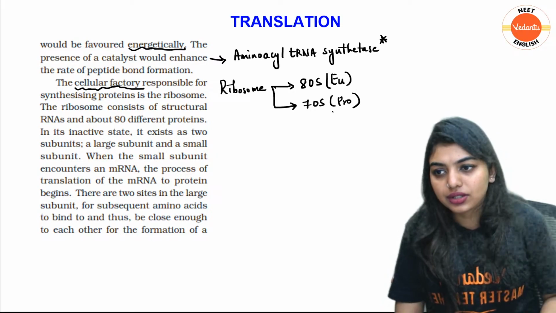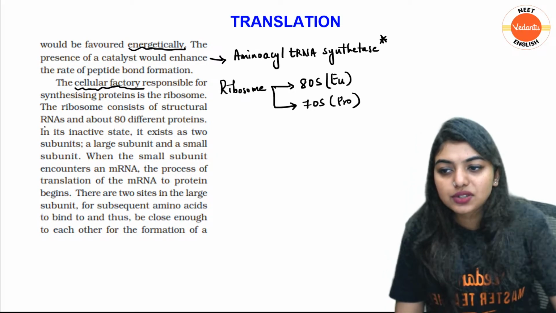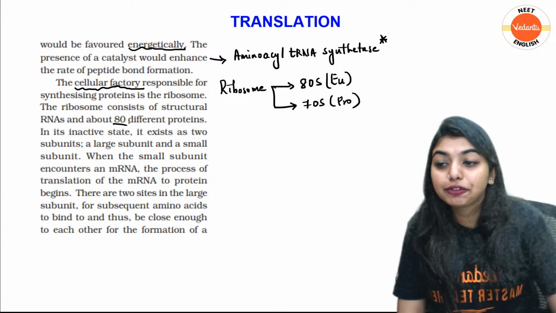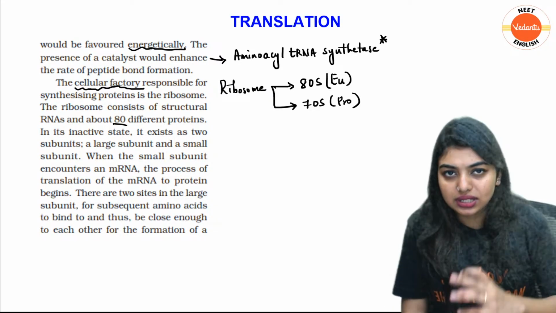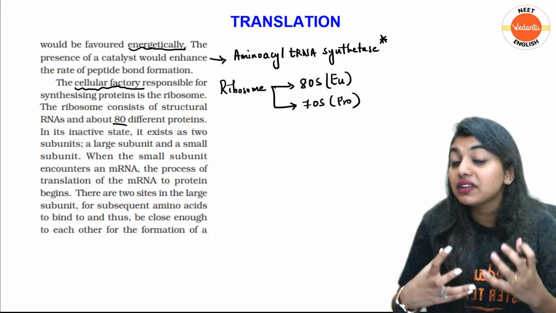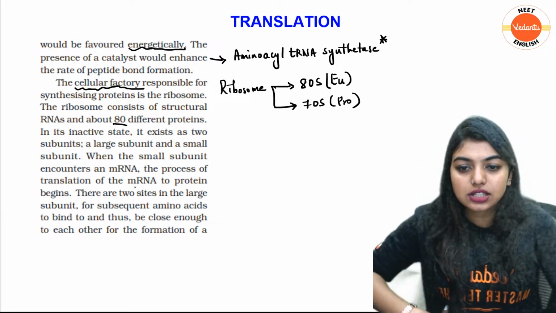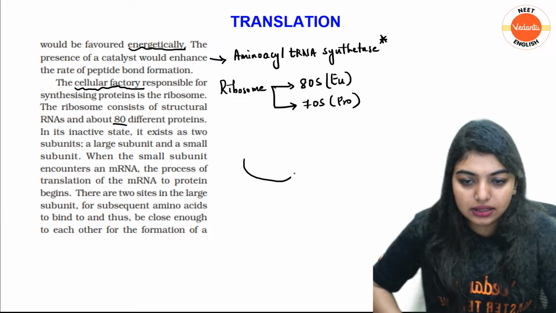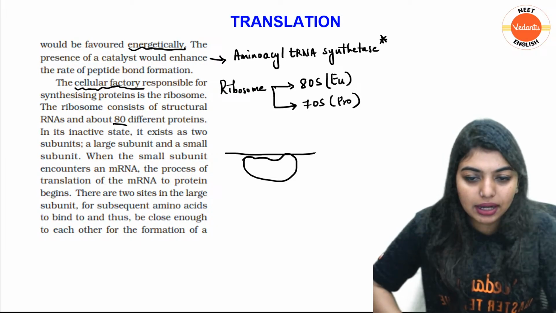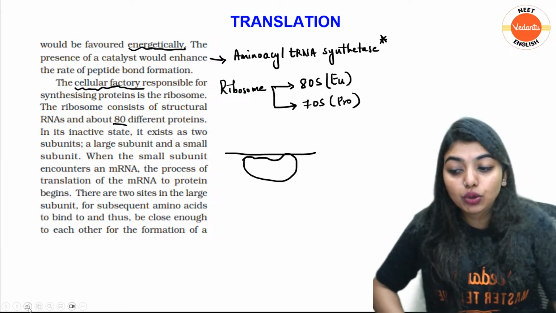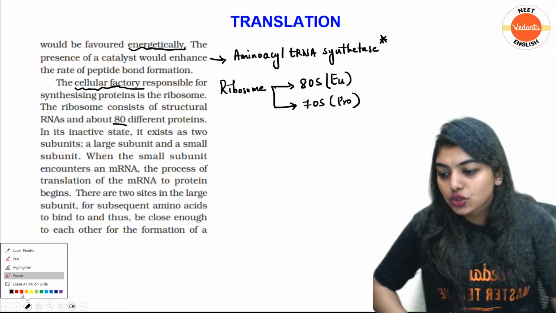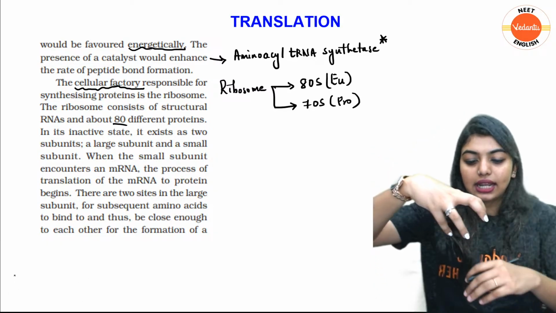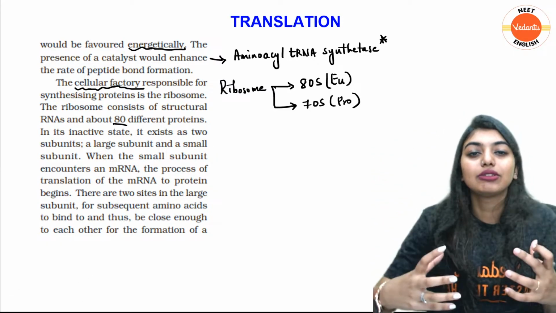Now, the ribosome consists of structural RNAs and about 80 different proteins, and it is in the inactive state. It exists as two units. When will it get activated? Once the smaller unit comes and binds with the mRNA, the larger unit will only come if tRNA is present. Otherwise, it will not come. Once the tRNA and the larger unit bind together, it gets activated.